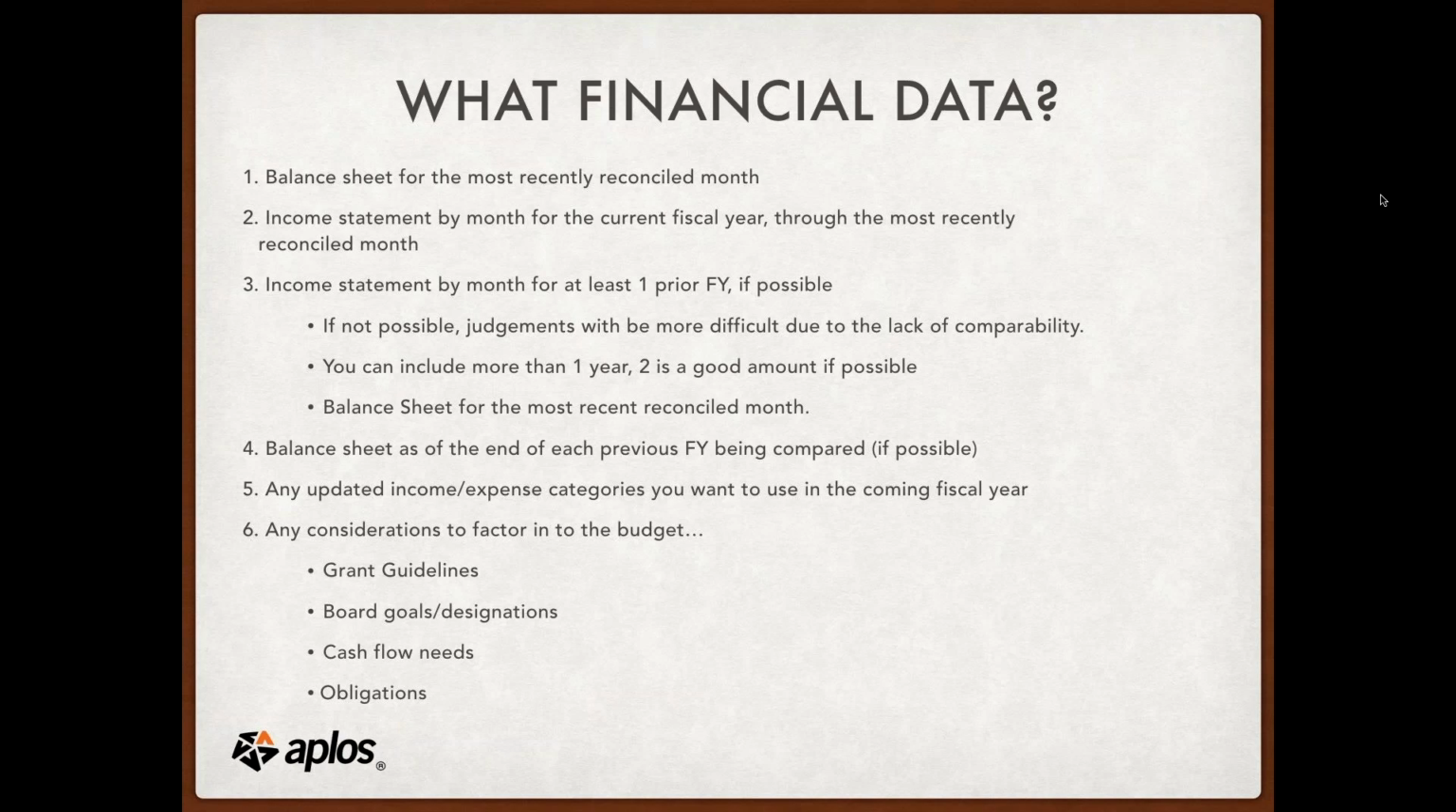Number 5, any updated income and expense categories you want to use in the coming fiscal year. Your chart of accounts as an organization will change. The income and expense categories that you have this year might not be the ones you want to use next year, and you might have some lingering from years ago that you don't use today. That is okay. All of those income and expense categories will change as your organization evolves and adapts and grows or maybe shrinks.